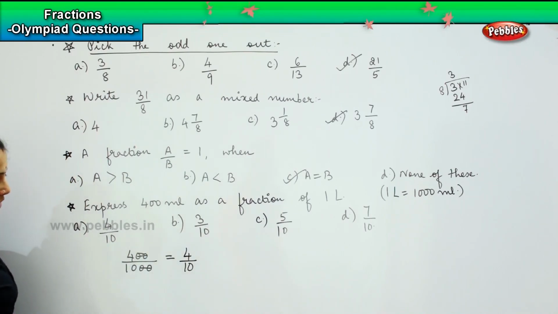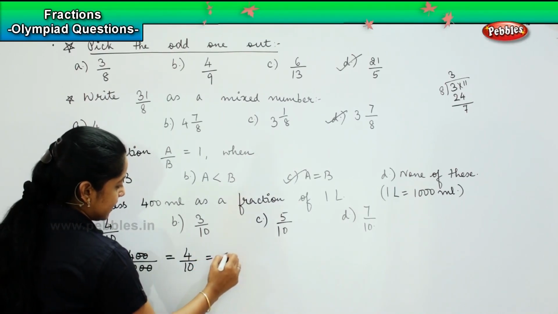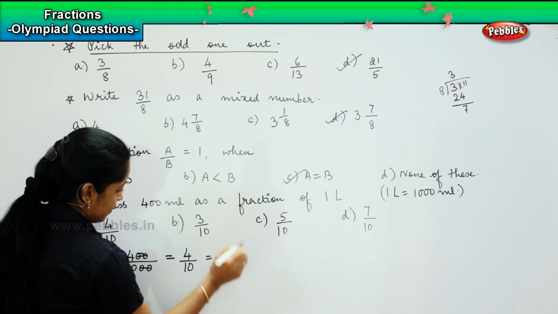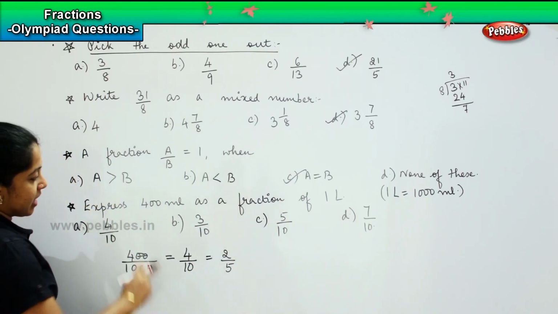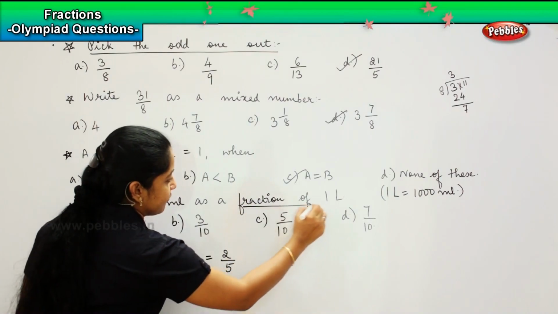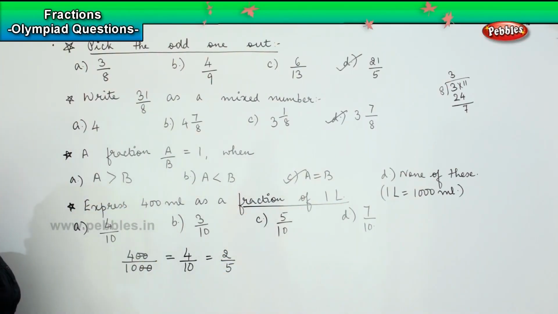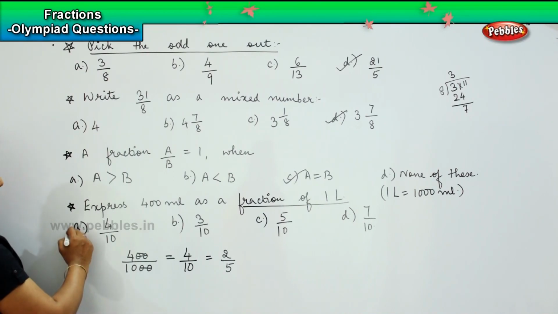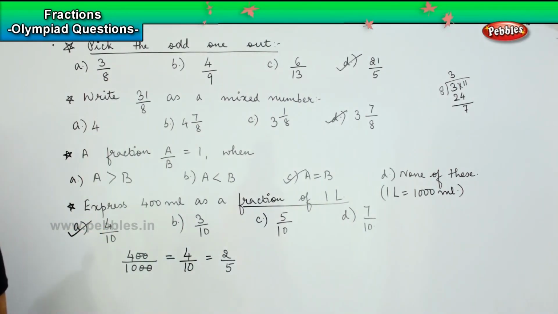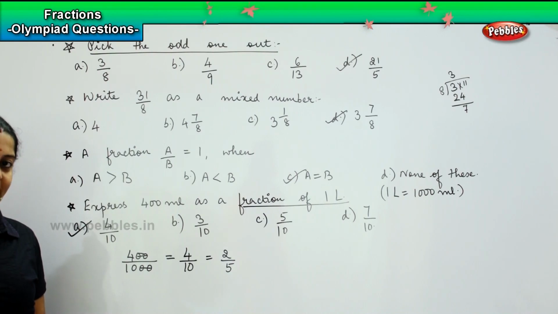Okay. So this can also be simplified as 2 by 5. But since they have asked us to convert it into a fraction of a liter, we will be writing it as 4 by 10. So which is the right option, children, here? It is option A. Clear? Shall we move to the next question?